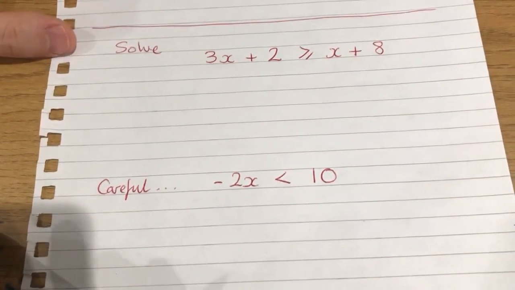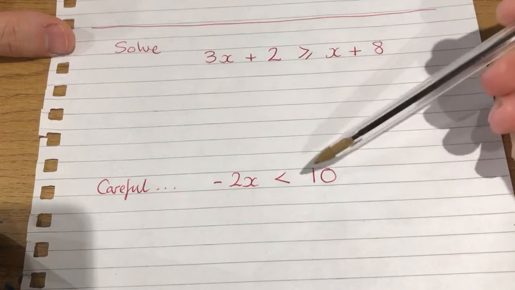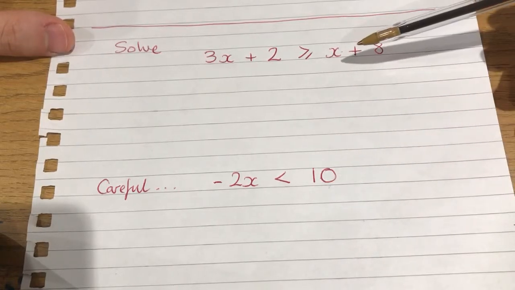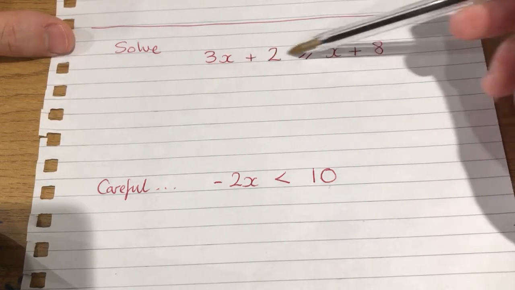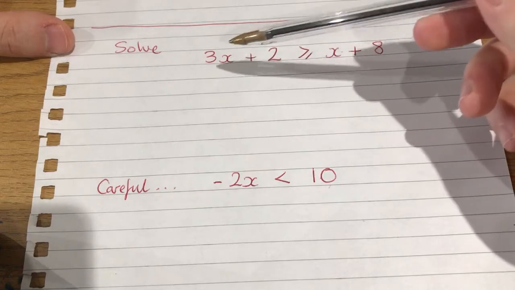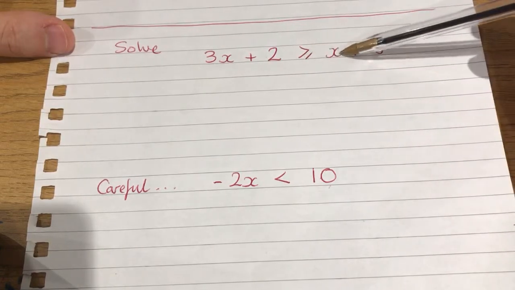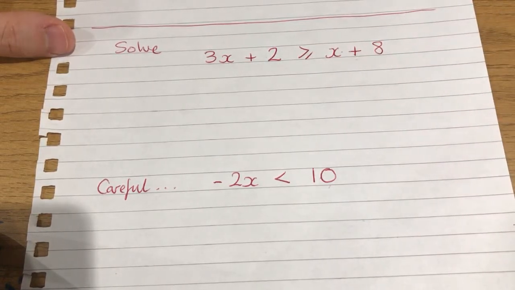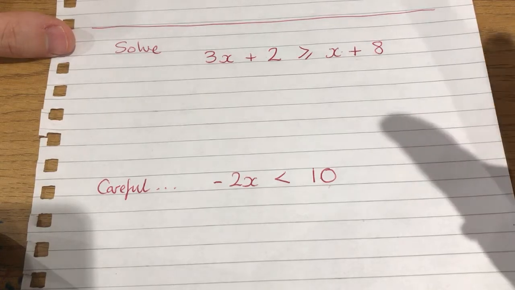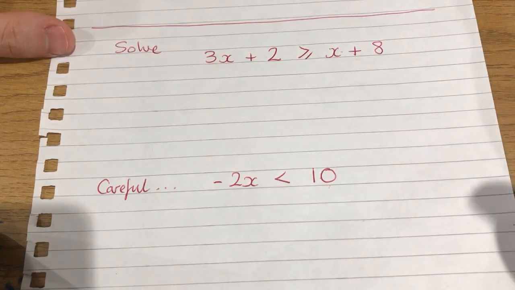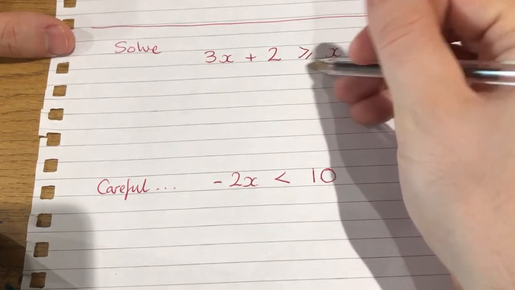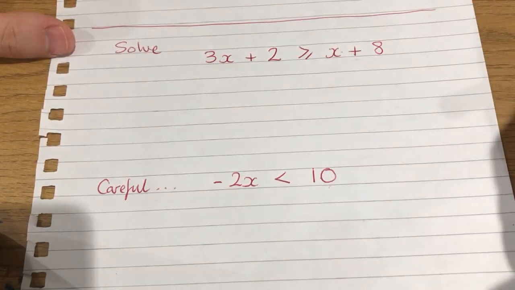Now I just want to make sure that there's two clear different types here. Let's just do it for this one to start with. We have got 3x plus 2 is bigger than or equal to x plus 8. Now what I want you to do in almost every case is just treat it the same as you would any solving equation. The only difference is rather than write equals, you write whatever sign this is. There are some exceptions which I'll get onto in a minute.